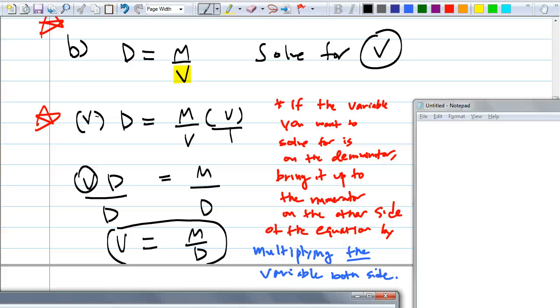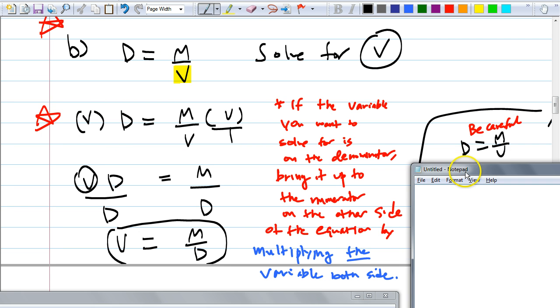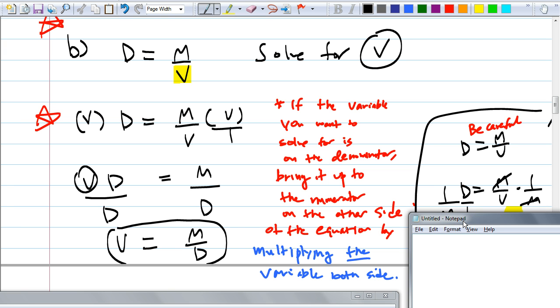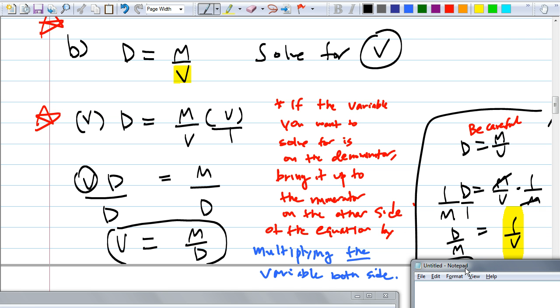Do I need more time? Okay, I'll wait. Alright, so do you see why, if you divide both sides by m, you don't get v on the right side? What do you get if you just divide both sides by m? You get 1 over v. That's not what we want. Please be careful. Does that make sense? Alright, let's move on to the next example.